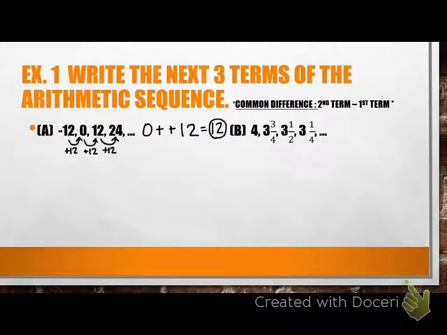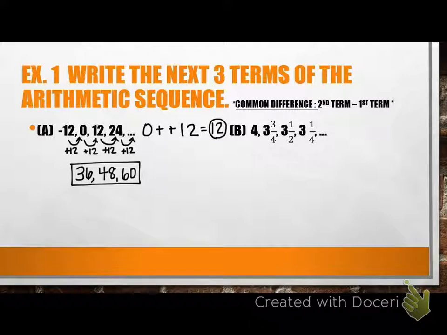Now, they've asked us to find the next 3 terms. So we're going to do this little arrow one more time, and we're going to add 12. What is 12 plus 24? 36. Okay. 36 plus 12, 48. And what's 48 plus 12? 60. So there are the next three numbers in the sequence.